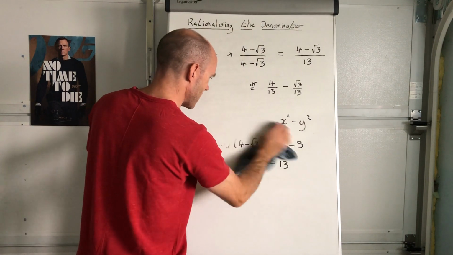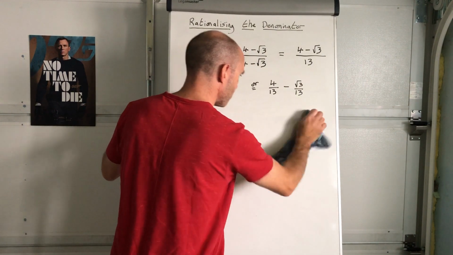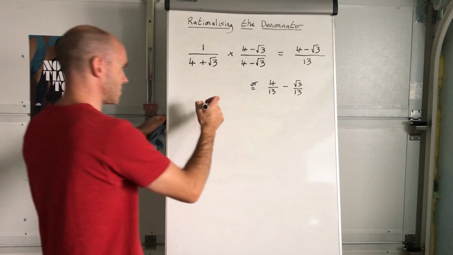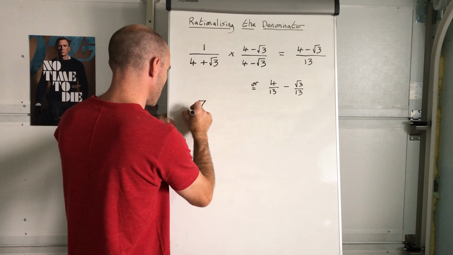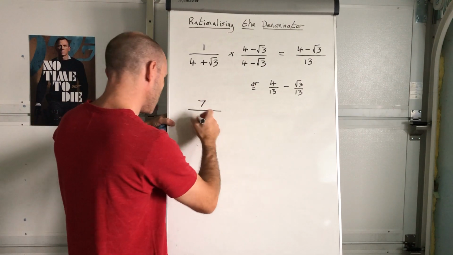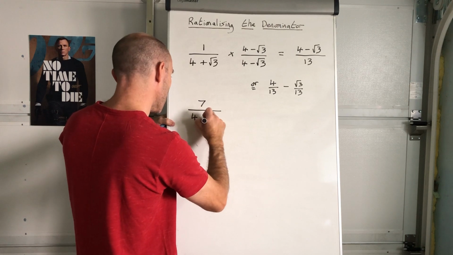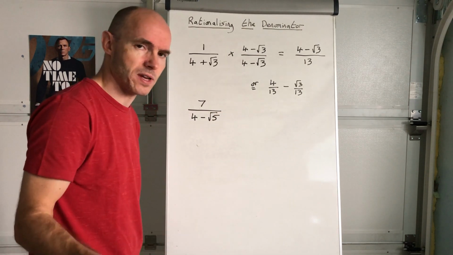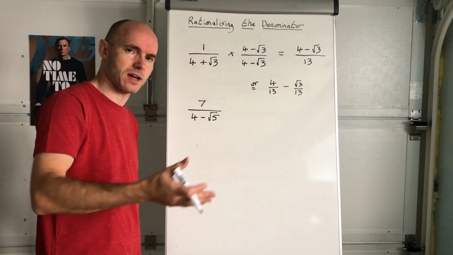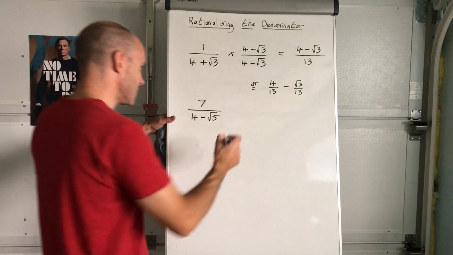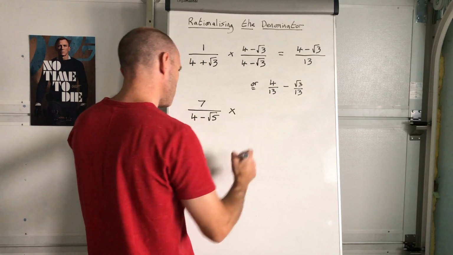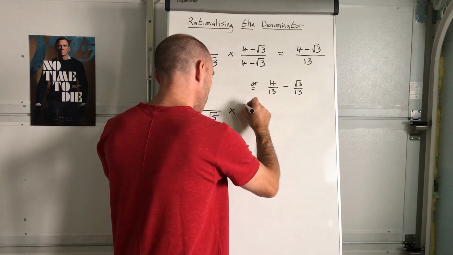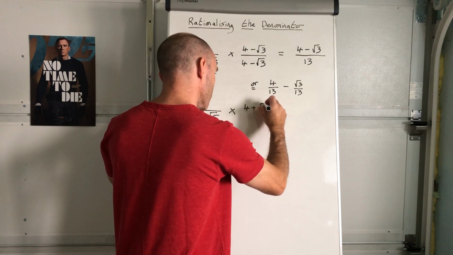I'll keep that example there maybe. Let's just try something like this. So 7 over 4 minus root 5. Okay. Maybe just pause the video and do the work yourself and see if you can get to the answer. Okay. Right. So what are you going to multiply top and bottom by? Think of difference of two squares again. This could be 4 plus root 5.